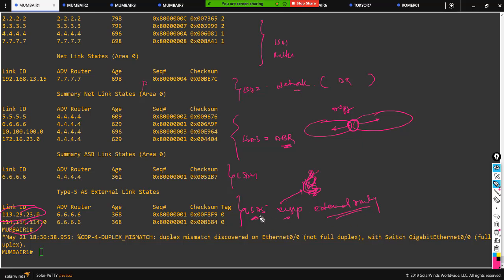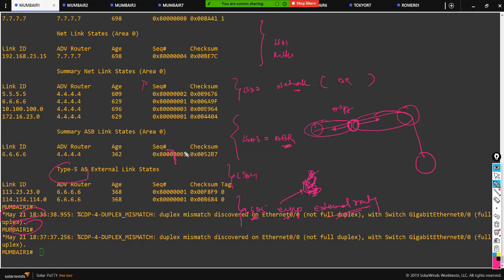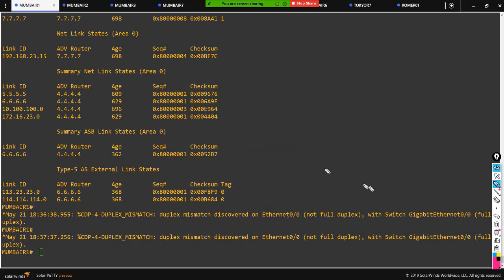Okay, EIGRP. Now from the point of OSPF, to reach EIGRP, who is acting as a gateway? Let's say this is type 4. That's LSA4. Now who is acting as a gateway? This is the gateway, which is the ASBR. This is the ABR. How are they connected?